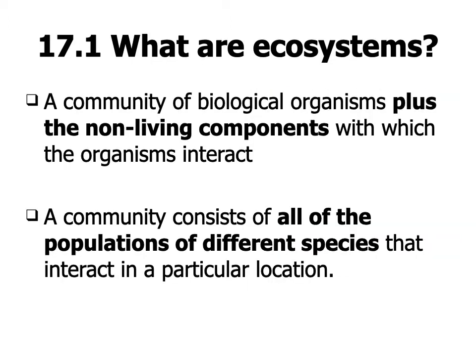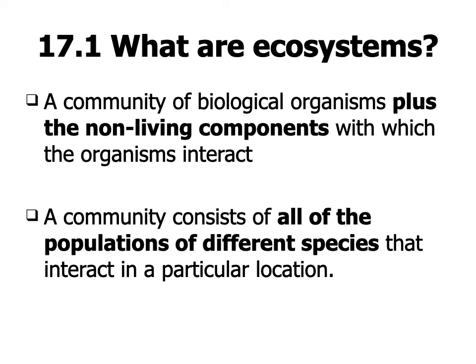So in summary, we're looking at 17.1. We're going to be looking at the basic idea of an ecosystem. We're looking at the community. What are communities? Communities are different populations of species within a certain area. They're all living there at the same time. And what we're going to do now is include the non-living components. So the sunlight, the water, all those are going to be a part of the ecosystems, right?